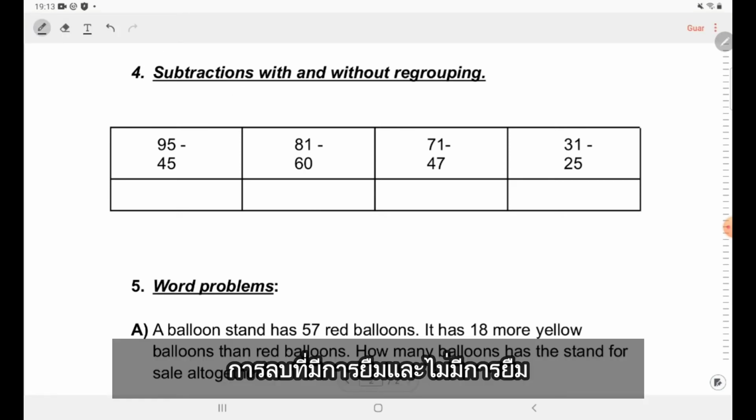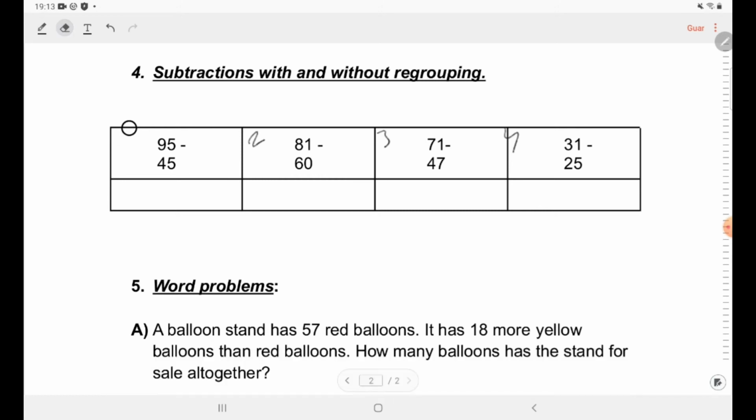Exercise number 4 is about subtractions with and without regrouping. Same as before, just solve the operation you are seeing here. You have 4 operations.